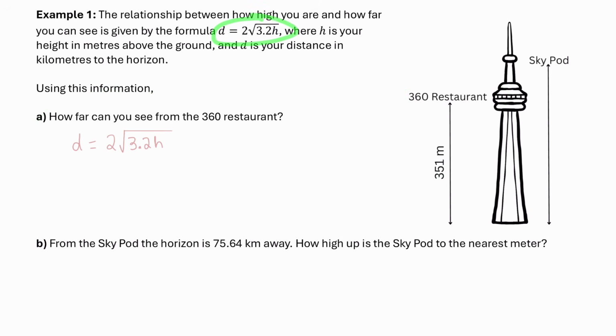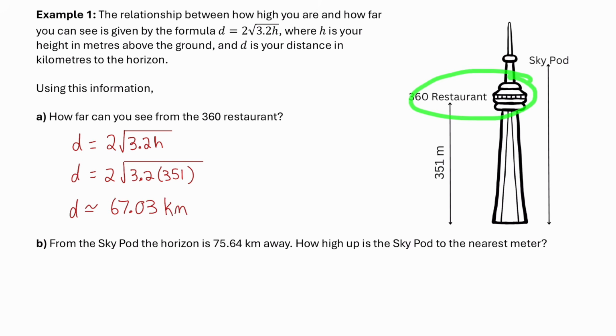Using this formula, I can replace the height with 351 meters. And if I use a calculator to evaluate this, I would see that the distance to the horizon is about 67.03 kilometers. So if you're up here in the 360 restaurant in the CN Tower, the distance you can see to the horizon is about 67 kilometers.